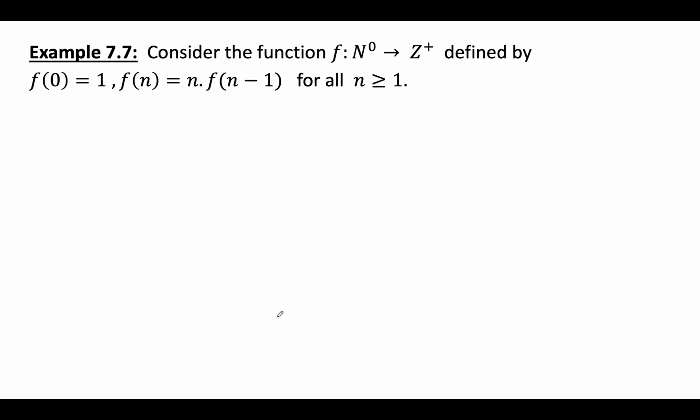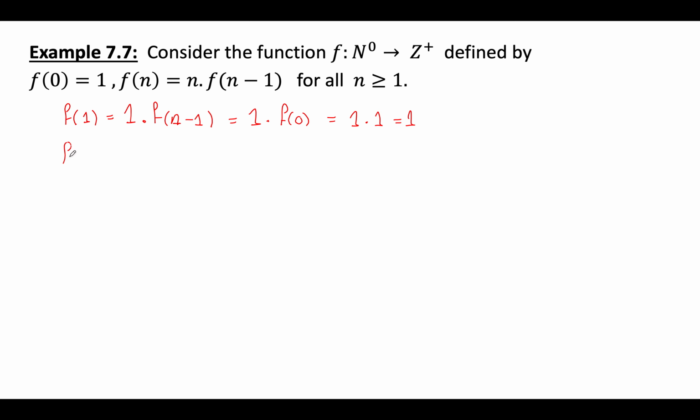All right. Another example where we can consider the function defined by f(0) equal to 1, f(n) equal to n times f(n-1) for all n greater than 1. Again, if we start from 1, f(1) is equal to 1 times f(1-1). So this is equal to 1 times f(0). And here we got 1 times 1 equal to 1.